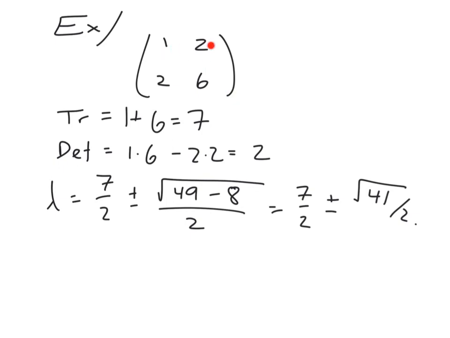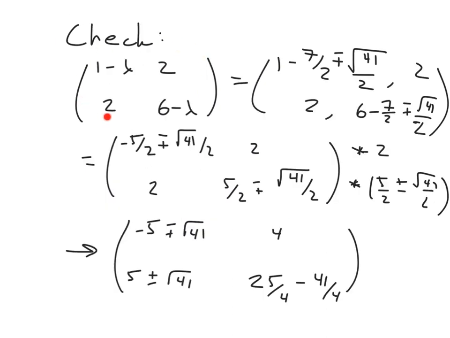Here's an example. We have the matrix 1, 2, 2, 6. The trace is 1 plus 6, which is 7. The determinant is 1 times 6 minus 2 times 2, which is 6 minus 4, which is 2. And so lambda is the trace over 2, plus or minus the square root of the trace squared minus 4 times the determinant, all over 2. That gives us 7 halves, plus or minus the square root of 41 all over 2. I should have vetted this matrix for nice numbers before I did this, but that's okay. We'll live with these kind of ugly numbers.